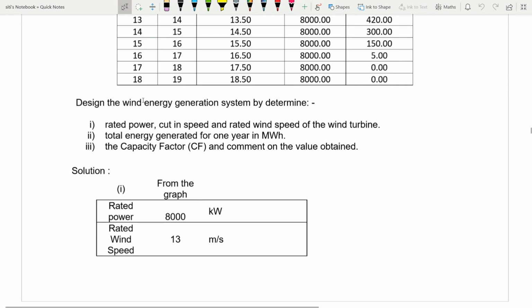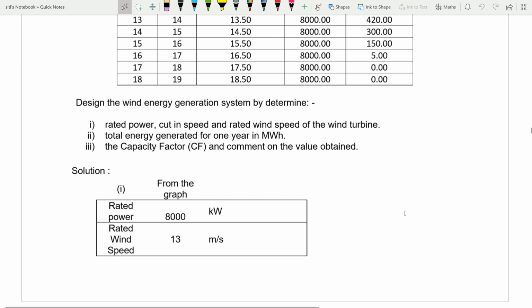Design the wind energy generator system by determining the rated power, cut-in speed, and rated wind speed of the wind turbine. Number 2, the total energy generated for 1 year in megawatt hour. And number 3 is the capacity factor, CF, and comment on the value obtained.